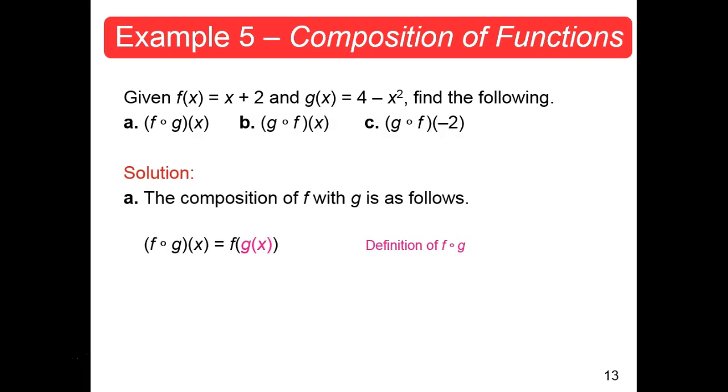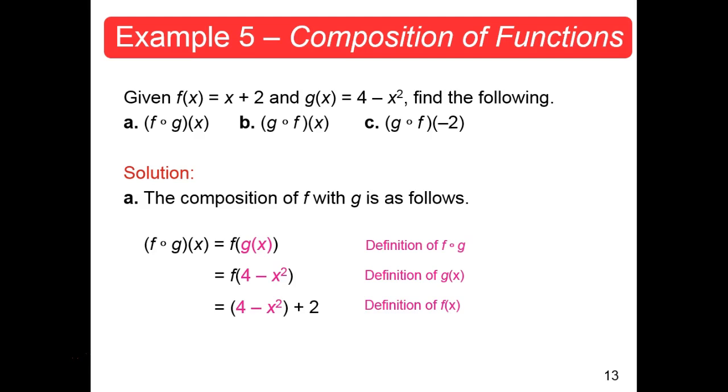You're going to see it again. The composition of f with g is defined as f of g of x. Okay, that's the definition. And then you plug in the innermost first. g of x is 4 minus x squared. So you operate with f on 4 minus x squared. Well, what does f tell you to do? Take whatever's in the parentheses, x, and add 2 to it. Well, here what's in parentheses is 4 minus x squared. So it's 4 minus x squared plus 2. Does everybody see that? That's what a function tells you to do. Whatever the argument is there, you do that to it.